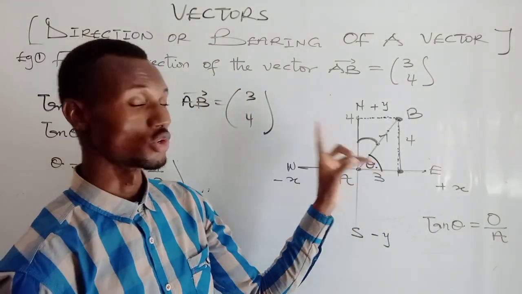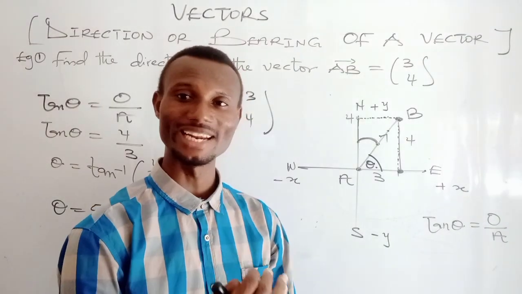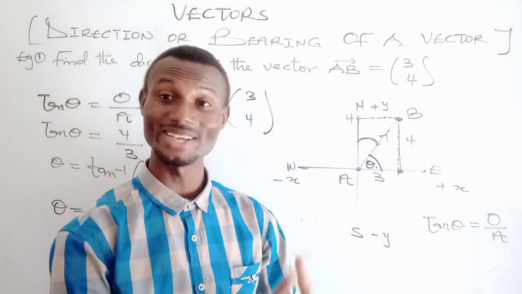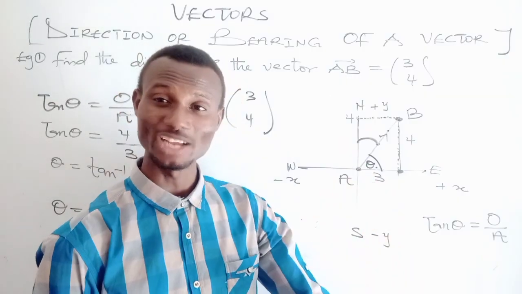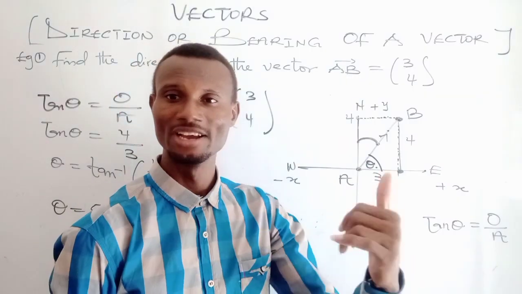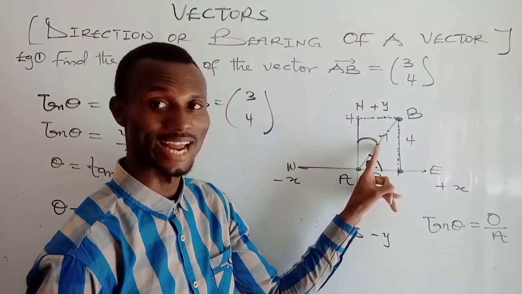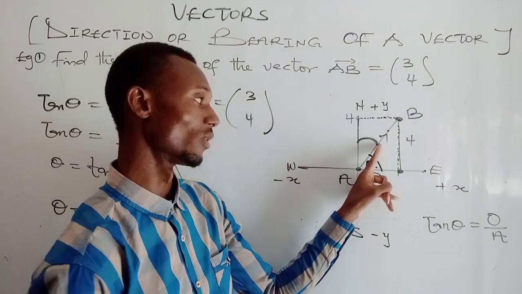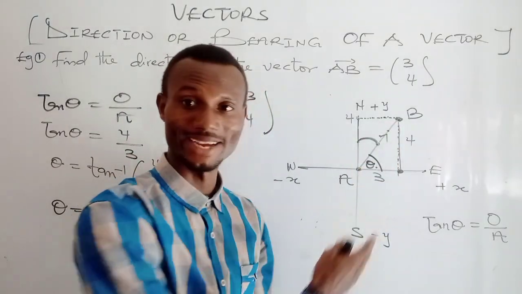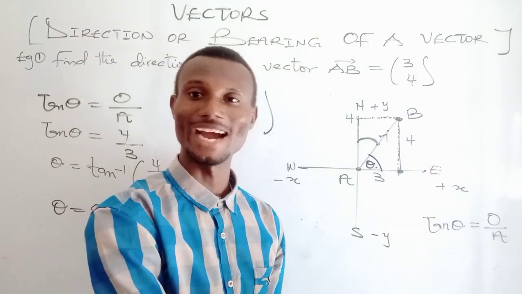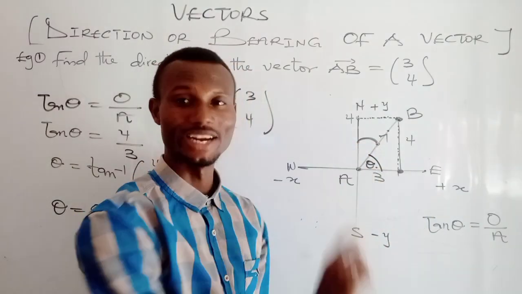Okay, so now you remember that I said that anytime you are reading the bearing of anything, you always start from the north. Very important. So if you want the actual direction of the vector AB, we need to start reading from the north and we'll end on the vector AB here. Always start from the north and read till you reach where the vector line is drawn. You cannot exceed the vector line. You always end on the vector line.